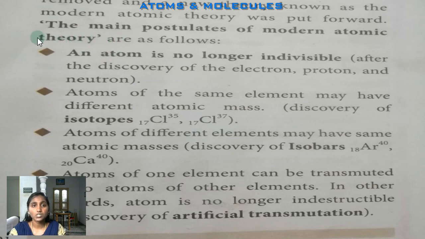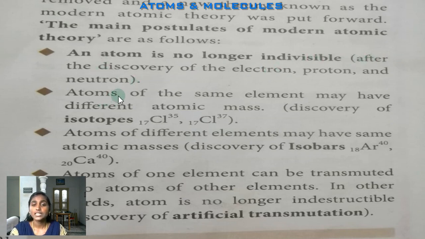And write down the next question. Write the main postulates of modern atomic theory. Later you can write. Now you listen once again. What is the first point? An atom is no longer indivisible. When is it no longer indivisible? After the discovery of electron, proton and neutron. In the beginning we studied that atom is indivisible, but in modern atomic theory, an atom is no longer indivisible because of the discovery of electron, proton and neutron.